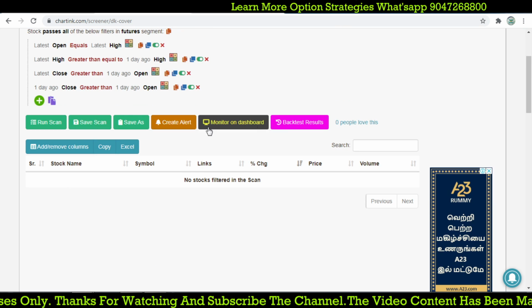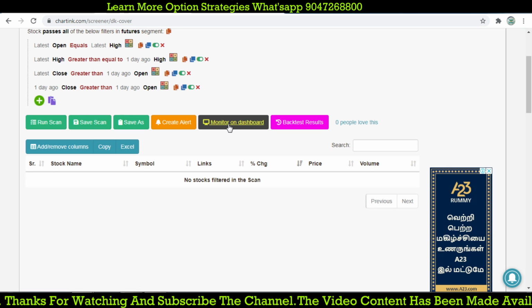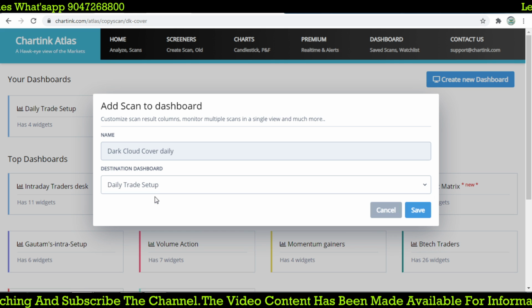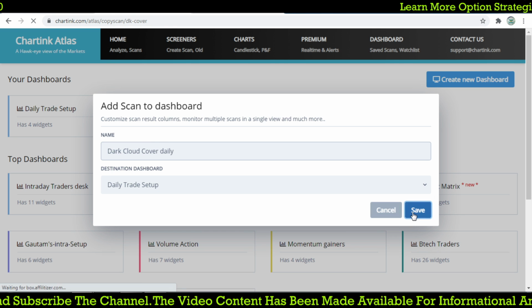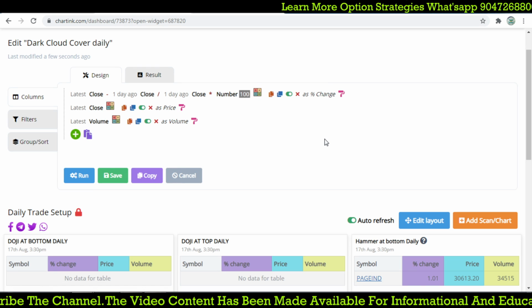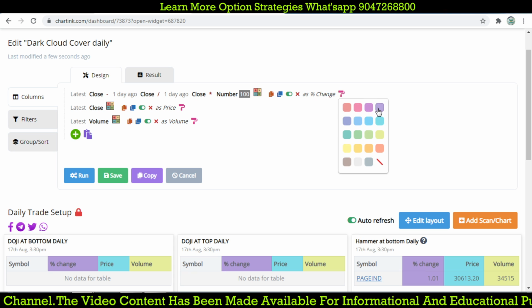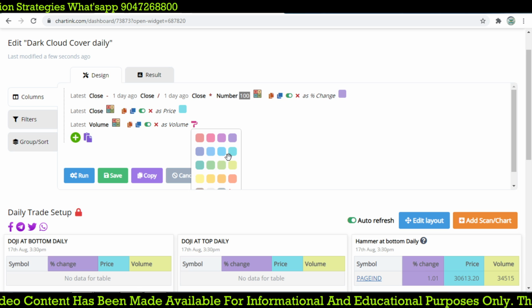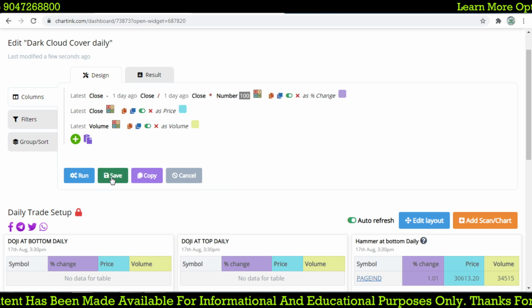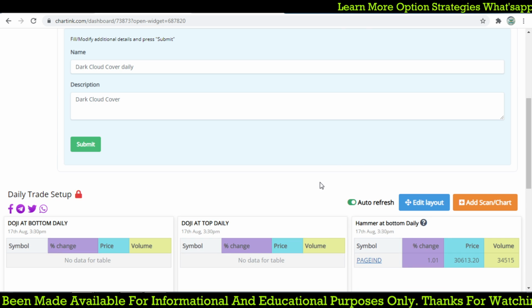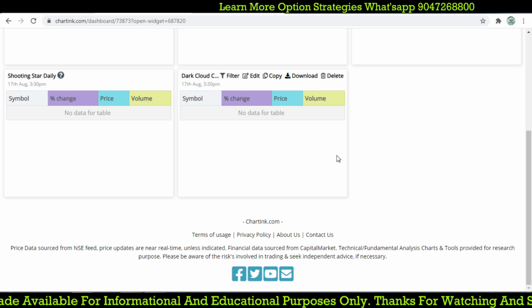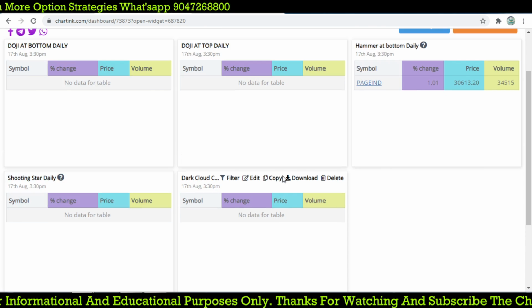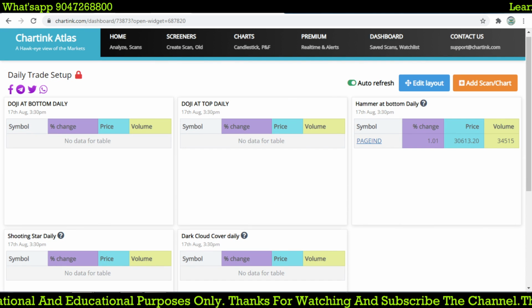So now I'm going to monitor it on my dashboard, so I'm going to add my daily trade setup dashboard. I'll simply add that, and I'm going to take that one. This is the real dashboard whenever we see it at the end of the day. It will show which stocks are filtered based on this candlestick. I think there are no stocks filtered by dark cloud cover today. Let's check it out.